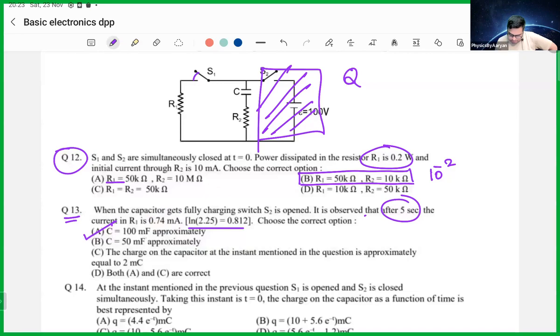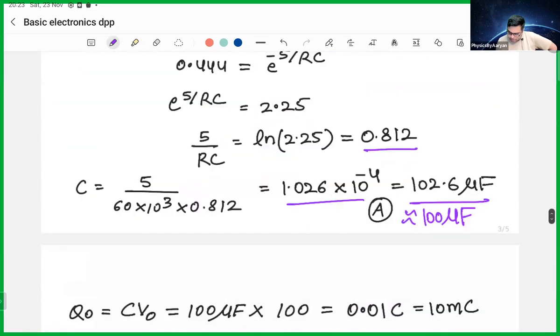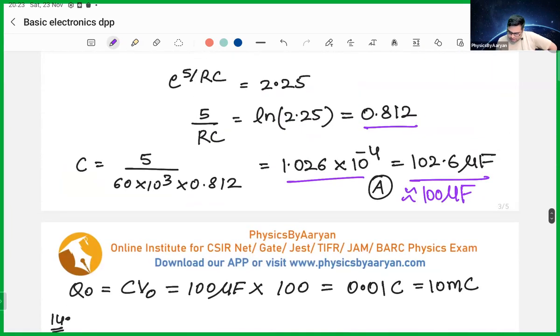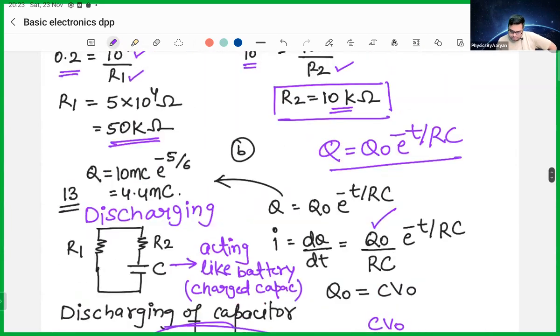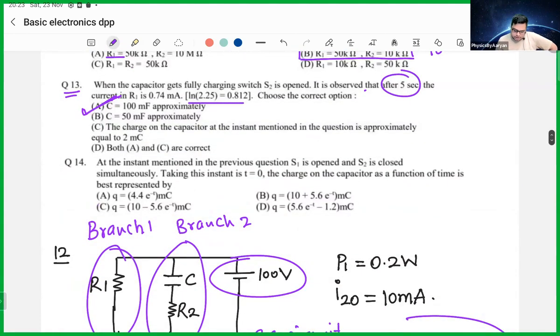It is milli, but I think it will be micro. I'm not sure, milli or micro. What is the case here? 102, so it will be microfarad. 100 microfarad. Not milli, it will be micro. Any doubt in this one?